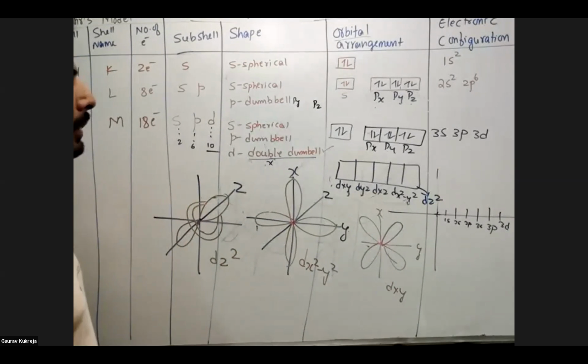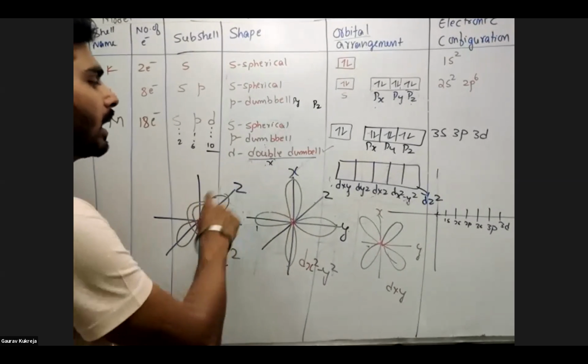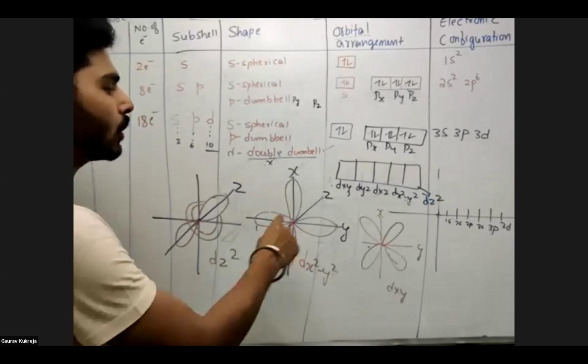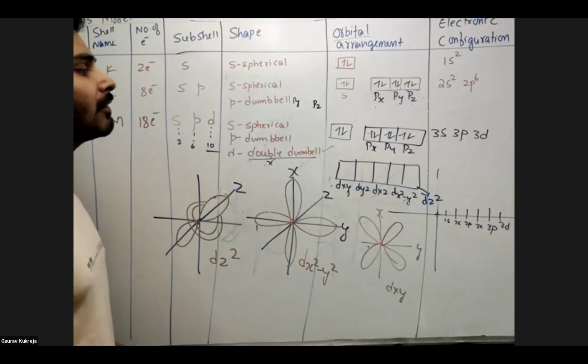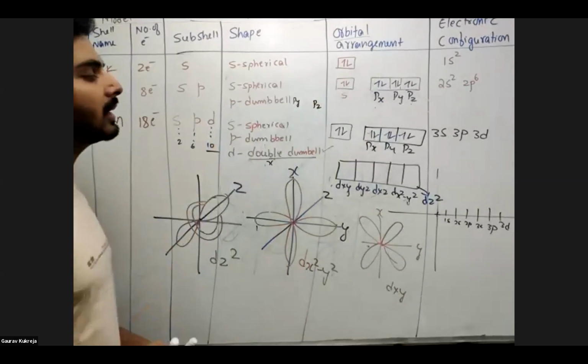Shape you have to remember here. So all the shapes of this orbital you have to understand. Okay, double dumbbell in manner. So that is how you have to fill. Now filling will be very similar to that of the earlier thing I said.